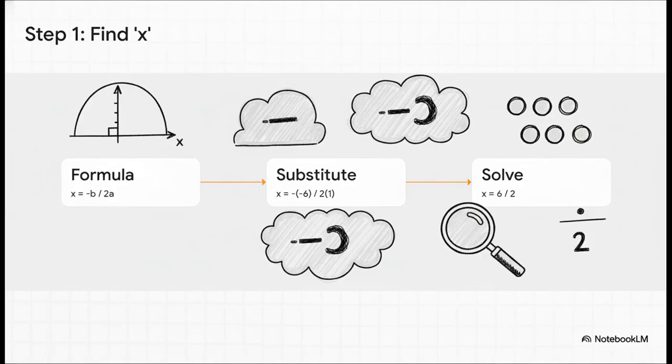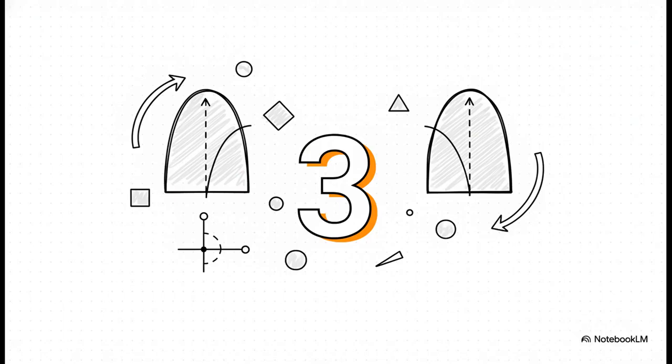Now it's time to plug and chug. We take our formula and we substitute our values. So b is negative 6 and a is 1. That gives us negative 6 on top and 2 times 1 on the bottom. Now be really careful with those double negatives. That's a classic trip-up spot. They cancel out and become a positive, which leaves us with 6 divided by 2. And of course, that gives us 3. And just like that, we have the first half of our answer. We now know the axis of symmetry is the line x equals 3, which also means the x-coordinate of our vertex is 3. We are halfway home.